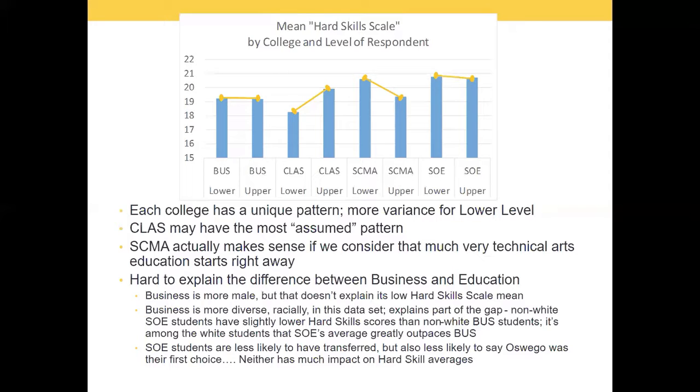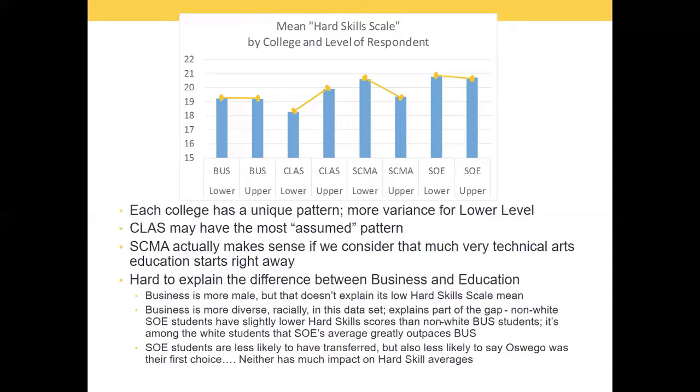The kind of learning that happens in a school of education really should be characteristically different than the kind of learning that's happening in an engineering program. There should be some differences. The problem happens when we don't understand what the differences are, or if they really surprise us. So each college does have a unique pattern.